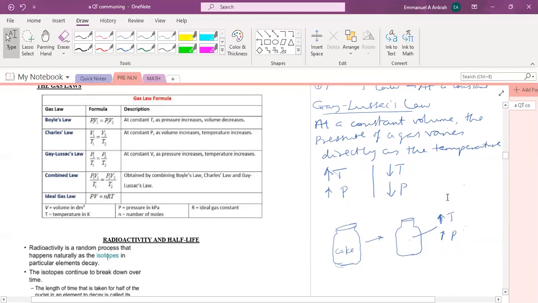Any questions on the gas laws, or anything that we've discussed so far?